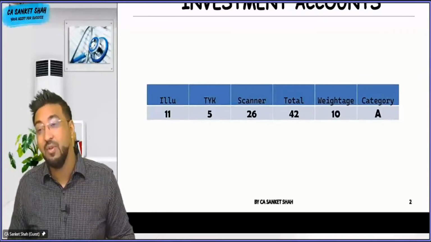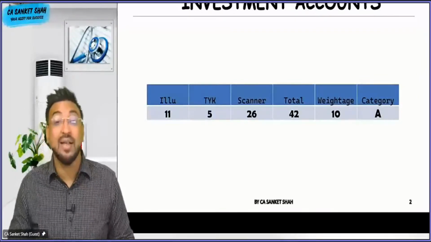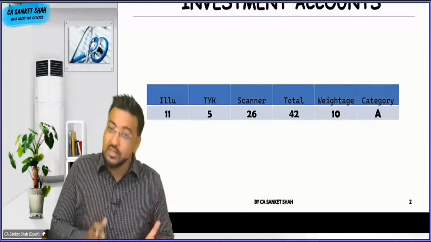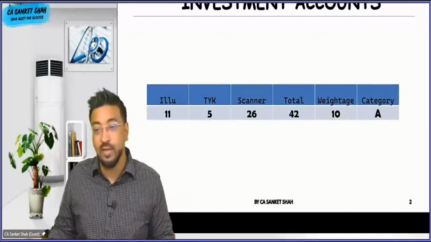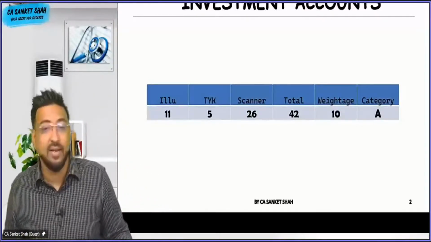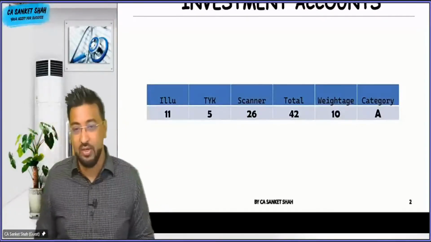Yes beta, you can see here category is A category because topic is small and you can easily get marks for this. So beta category is A category. So A category isko yaad rakho. It's very simple chapter.